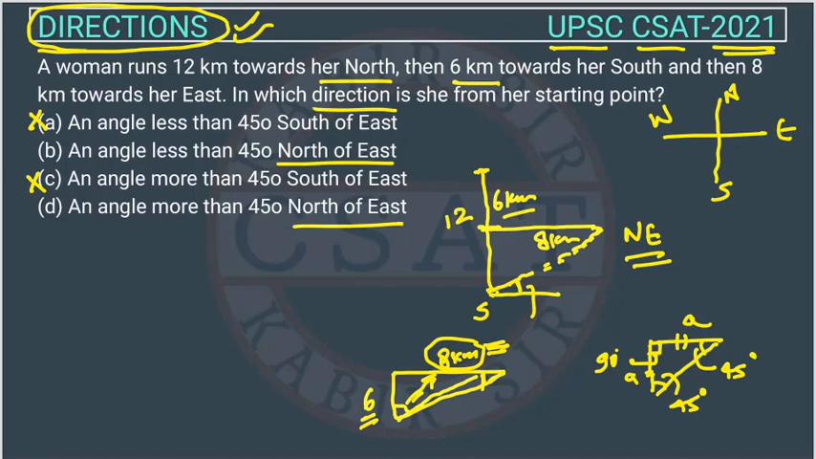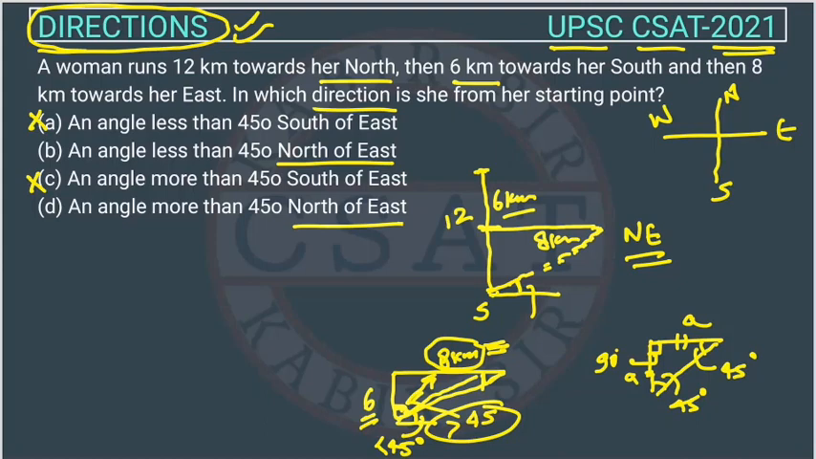So this angle will be greater than 45 degrees. If this is greater than 45 degrees, the remaining angle will be less than 45 degrees, right? Are you getting this concept? I hope you guys are getting it. Because this total is 90, and this is greater than 45, the remaining one will be less than 45, right?